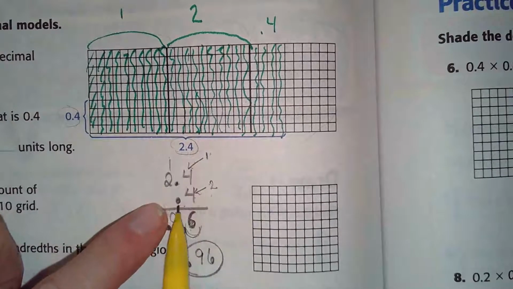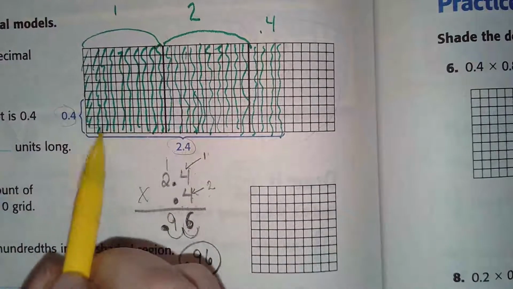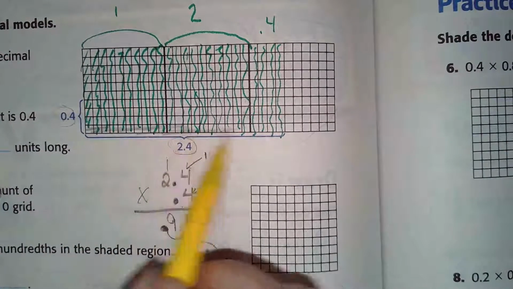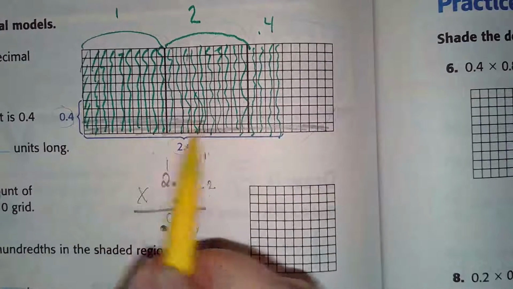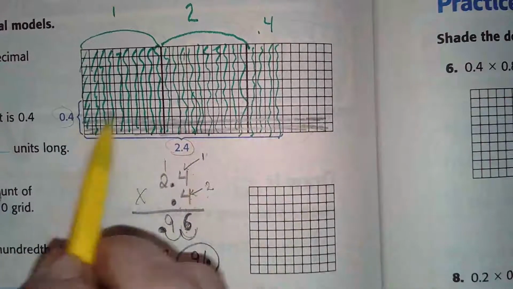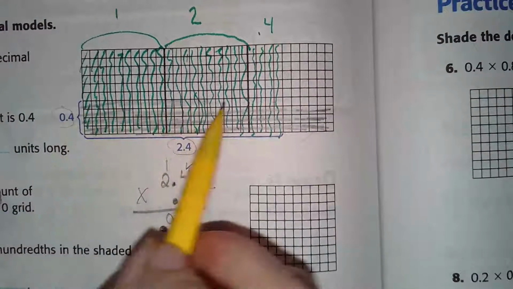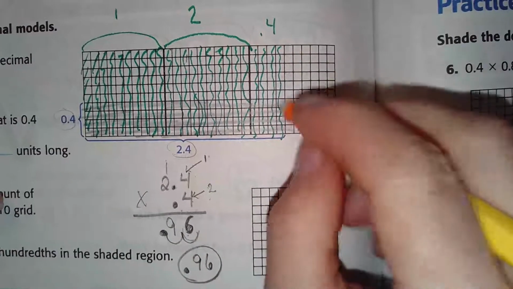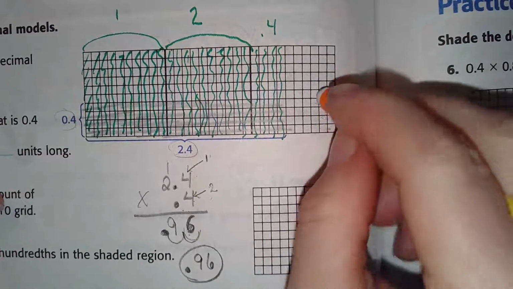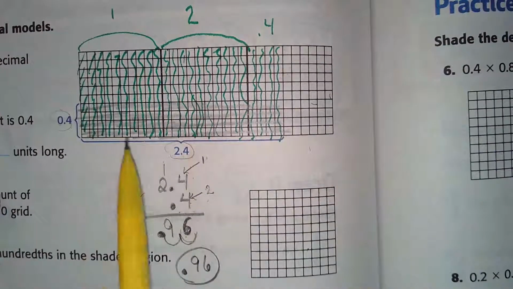Of those 2 4/10, however, I need to take 4/10 of that amount. So the 4/10, there's 1/10, there's 2/10, there's 3/10, there's 4/10. But I don't want this extra part. I only want 4/10 of those 2 and 4/10.